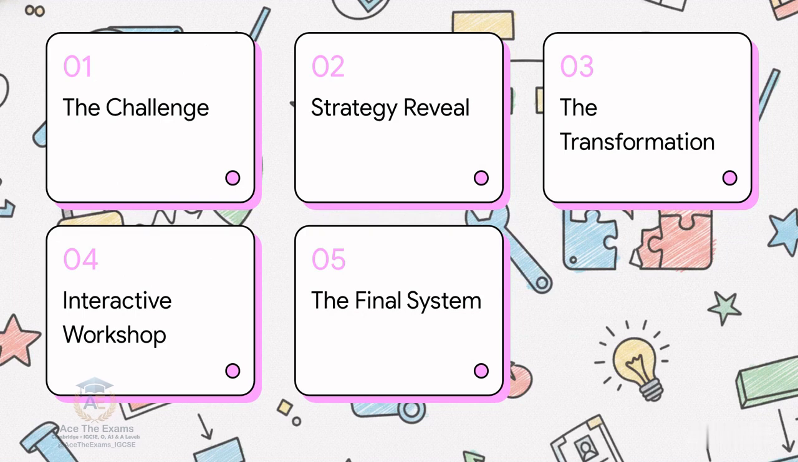Okay, here is our game plan for today. Let's just quickly scan this agenda so you know exactly how we're going to secure those marks and avoid the brutal traps that catch out so many students year after year. We'll start with the challenge, then reveal the core strategy. After that, we'll do a live transformation of some terrible answers, jump into an interactive workshop, and wrap it all up with the final success system. Let's get right into it.